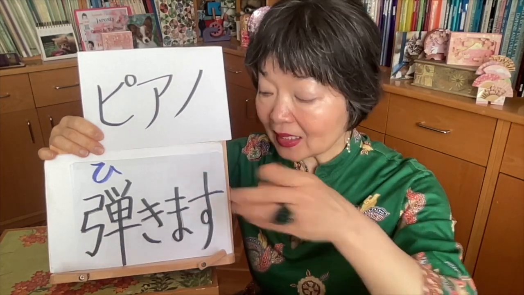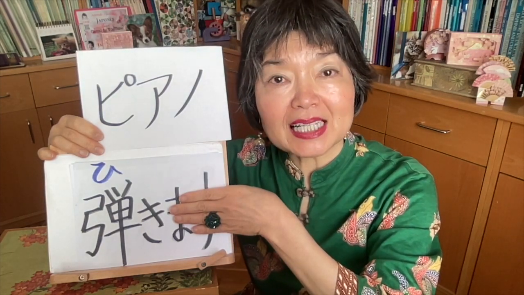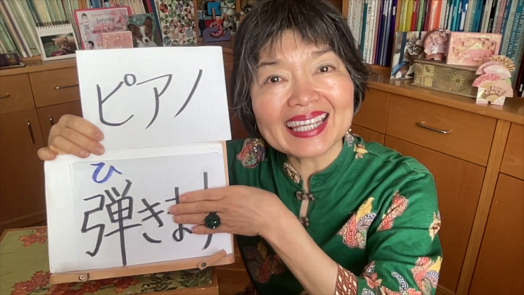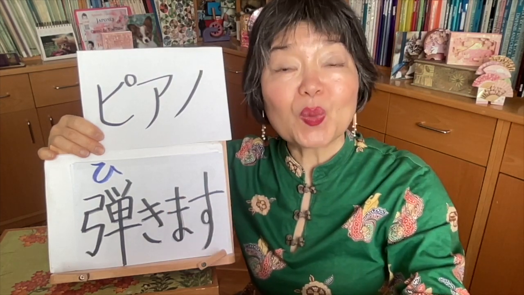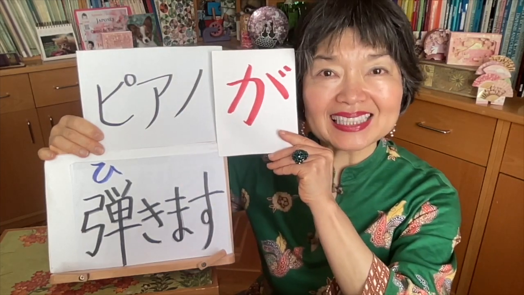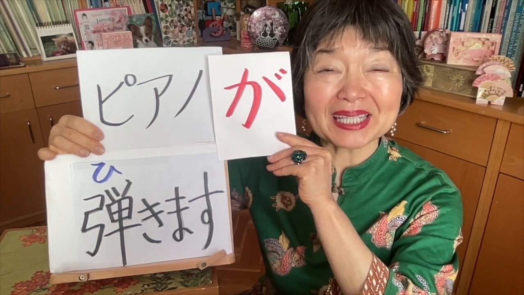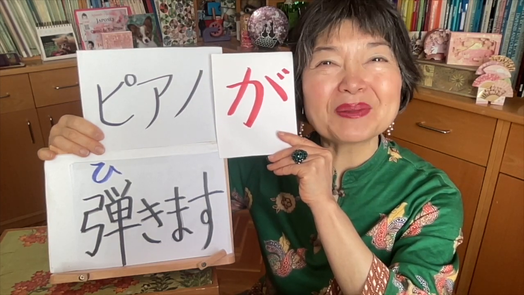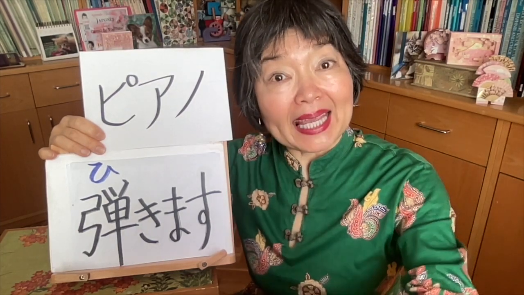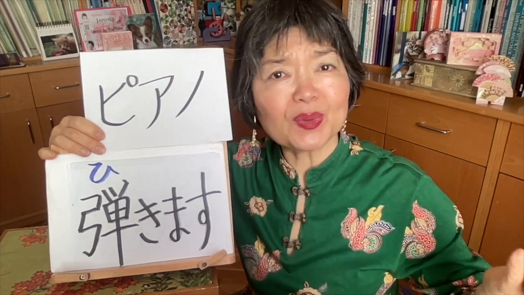This is group 1, so with that ます, this き sound you must change to the え sound: 弾け。かきくけ。弾けます。And also, when we use the potential verb, we need to put が instead of を。ピアノが弾けます。I can play the piano. But in this case, piano, yes, I can play the piano. But violin, no, I can't.